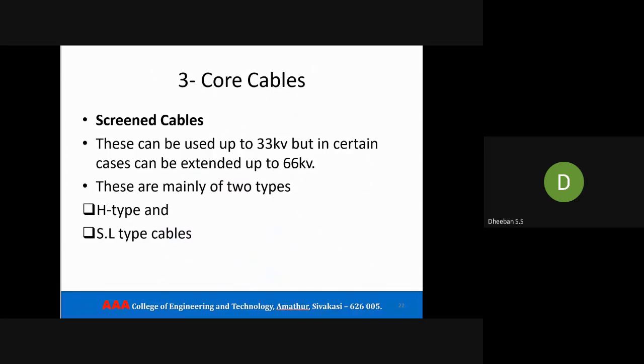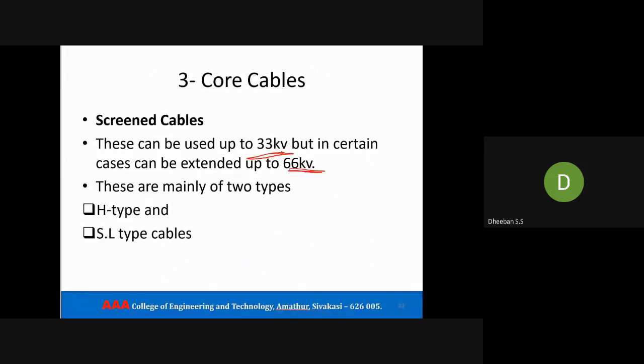So next is about screened cables. This type of screened cable can be used for around double this 33 kV, that is around 66 kV. And this will be of two types: first your H type and then your SL type. Okay, two types. So H type.